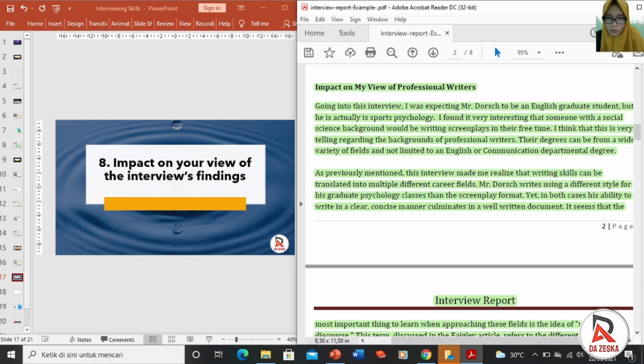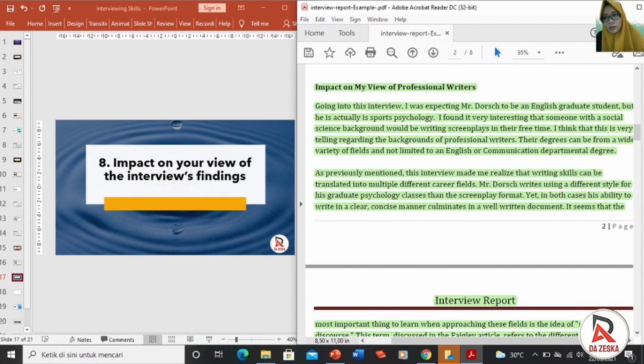As previously mentioned, this interview made me realize, so this is the view, okay, this is the view, made me realize, so this is the word realize, this is very clear that this writer is trying to let the readers know his or her view about the results of the interview. Okay, let me continue reading. The interview made me realize that writing skills can be translated into multiple different career fields, and Mr. Dorch writes using a different style for his graduate psychology classes than the screenplay format.